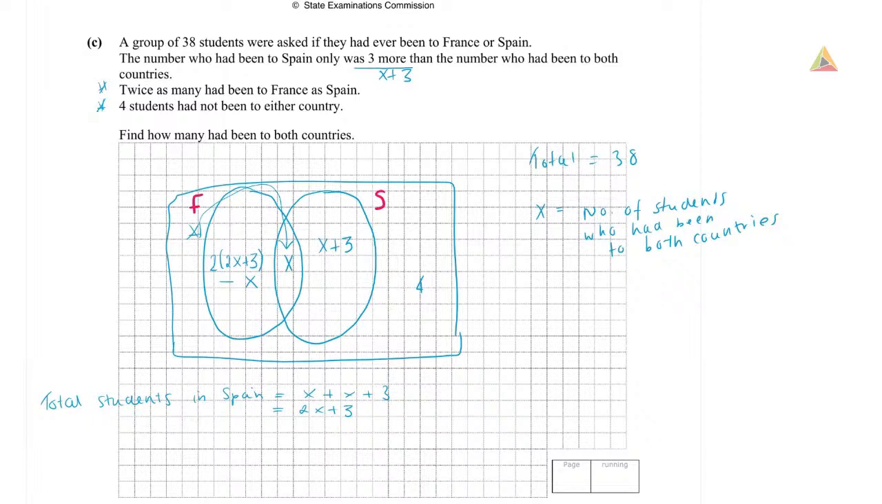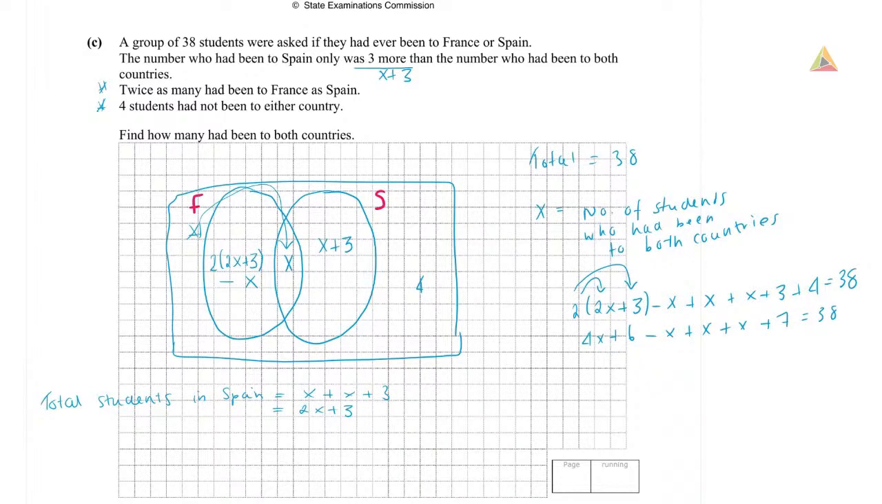So if we add everything that we have there together, the first part in France is 2 by 2X plus 3 minus X, plus the middle bit, which is X, plus what's in Spain only, X plus 3, and don't forget about the 4 on the outside. So plus 4 is equal to a total of 38. So 2 by 2X is 4X, 2 by 3 is 6, minus X plus X plus X plus 7 is equal to 38.